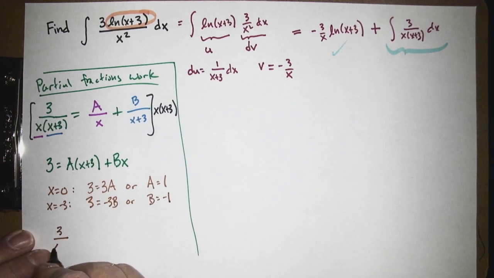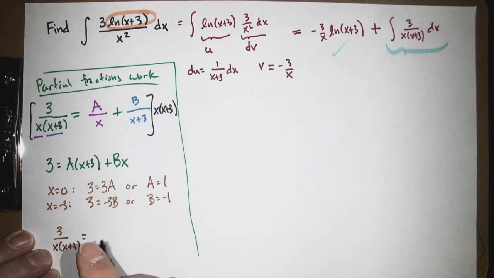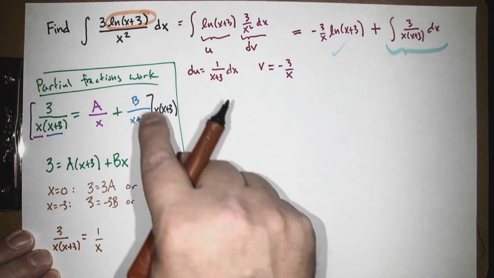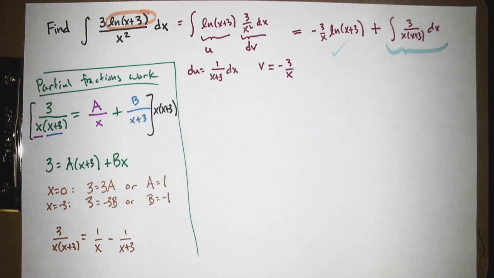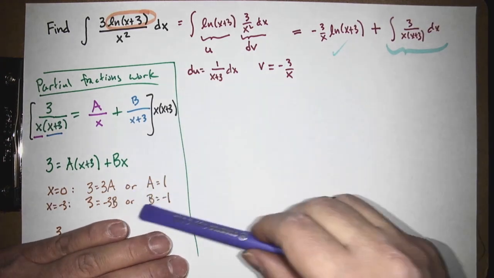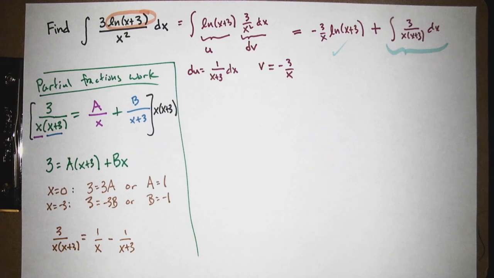So the partial fractions work on the side says 3 over x times x plus 3 is equal to a, 1 over x, and b, minus 1 over x plus 3. I have seen many people who have done great work, and they would get this correct, but then they would put the wrong numbers in the wrong places. So make sure that once you've done all the work, you're putting the right numbers in the right places. So whatever a is goes in the right place, whatever b is goes in the right place.